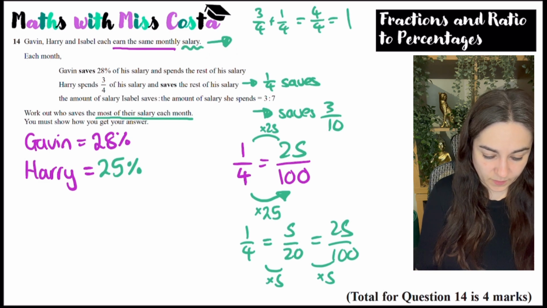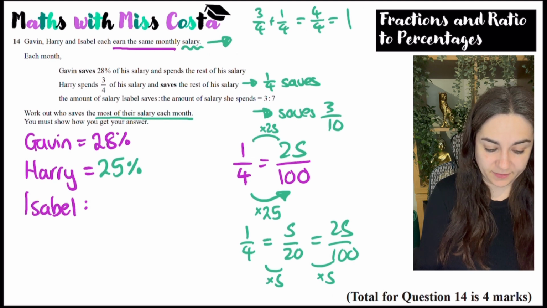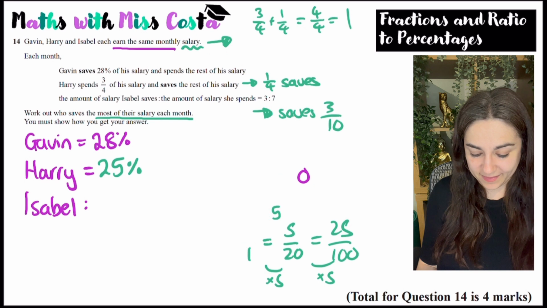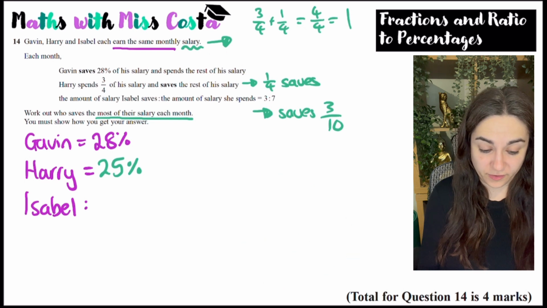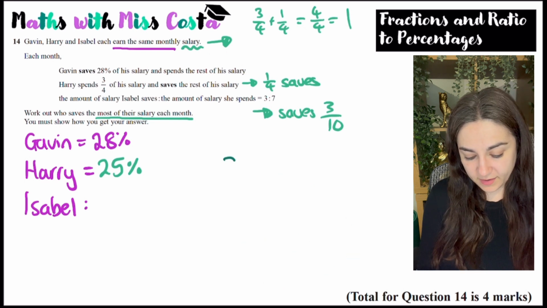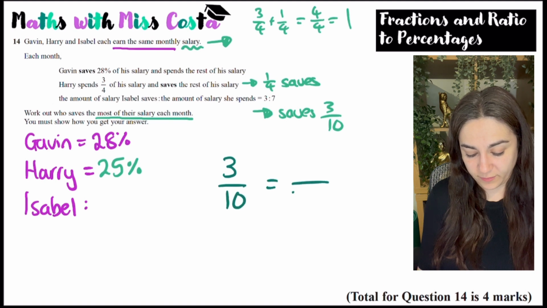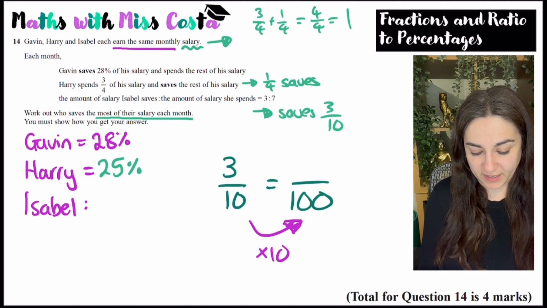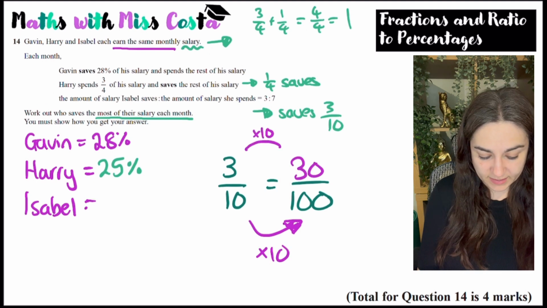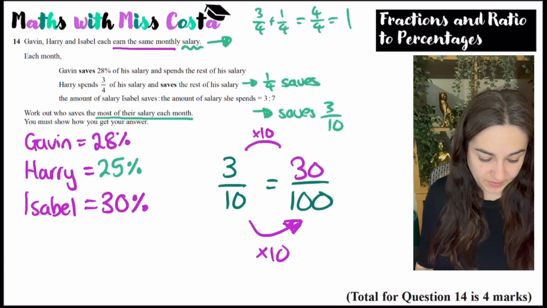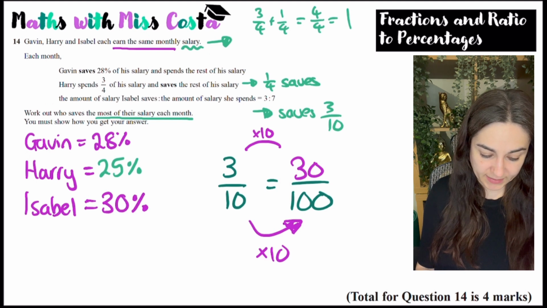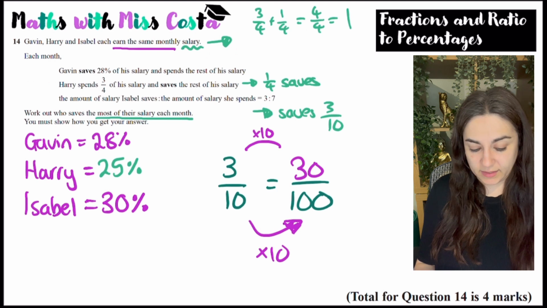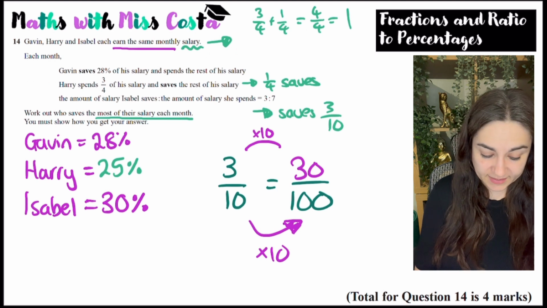And then we know that Isabel saves 3/10 of her salary. So how could I turn 3/10 into a fraction out of 100? This one's a little bit simpler. I've got 3/10 and I want to turn it into a fraction out of 100. So what do I times 10 by to get to 100? I multiply by 10. And 3 times 10 is 30. 30 over 100 is 30%. So I need to work out who saves the most. So what percentage is the largest? 30%.